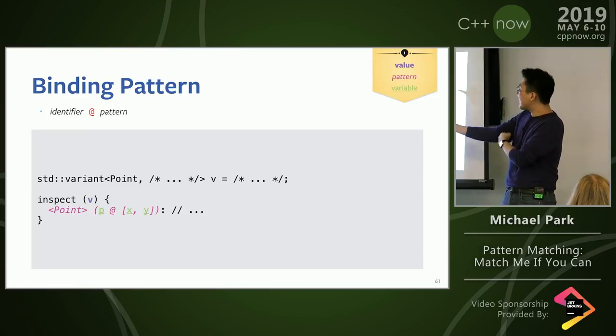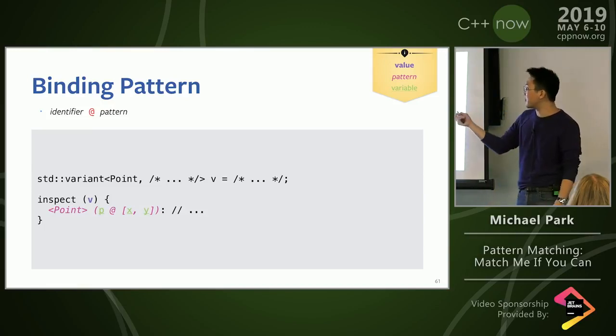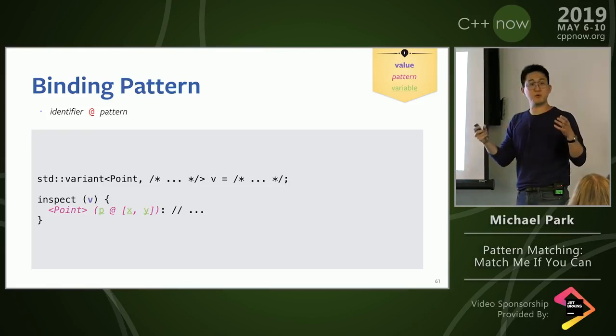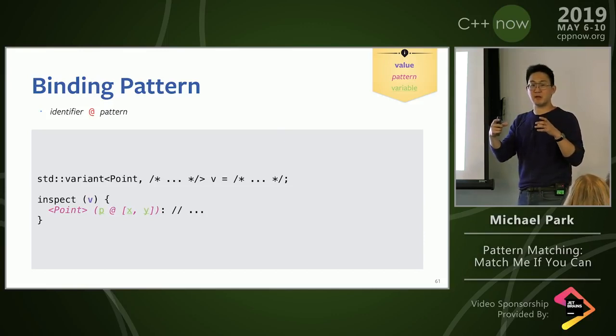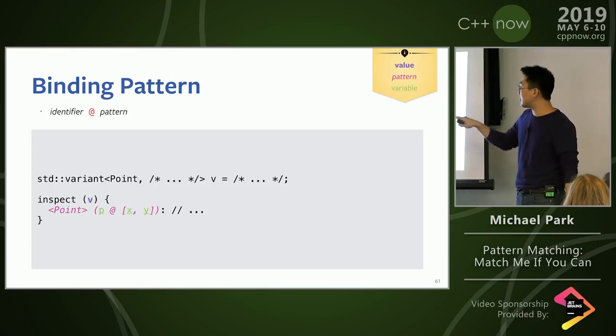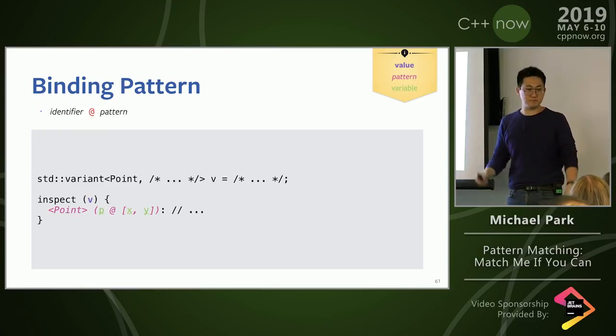So if we were to have a variant of point, and we match on the point, and we break it up into x and y, on the right-hand side you might actually want the entire point. Rather than having to put the point back together with the x and y, you would like to capture the point separately. And so p on the right-hand side would be a point. X and y would be int or whatever.